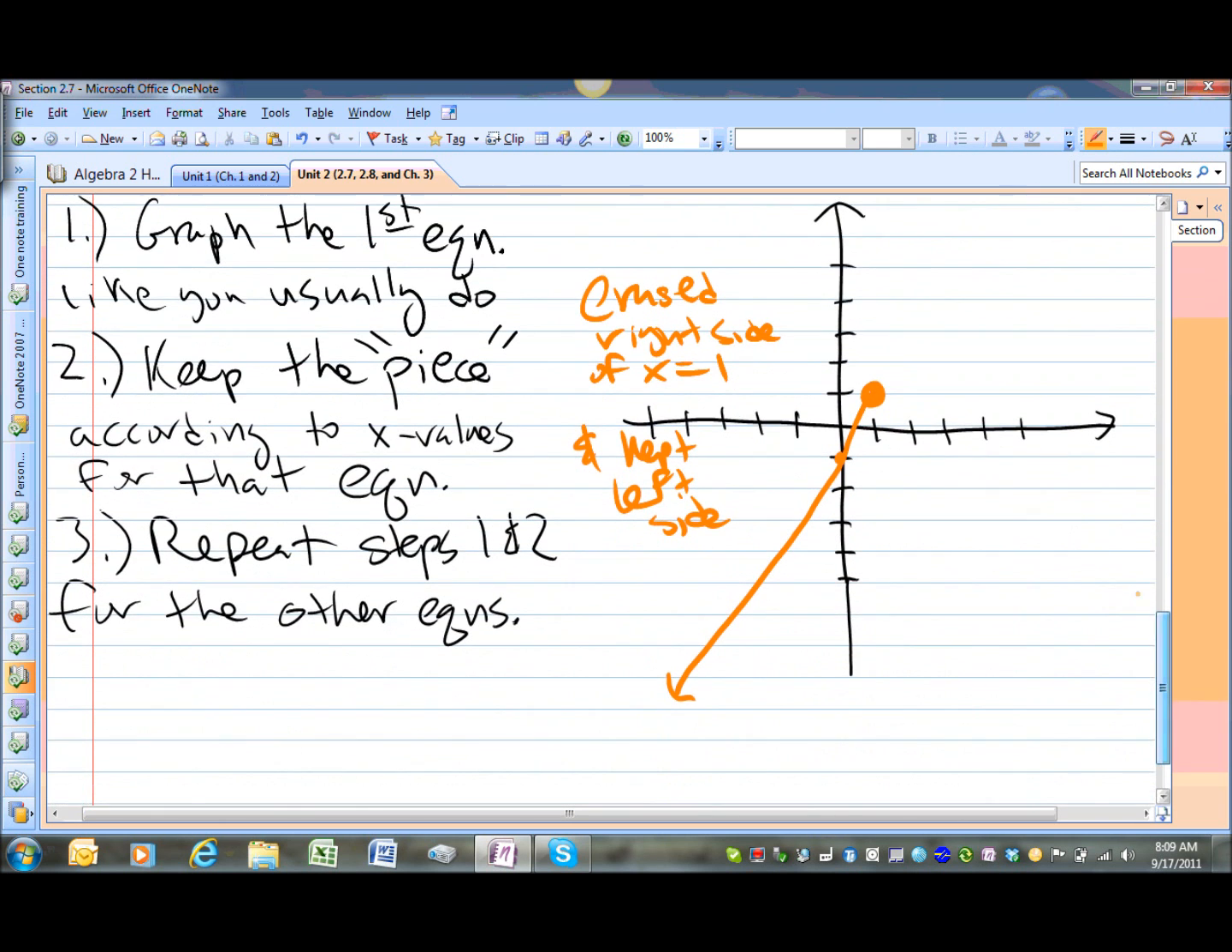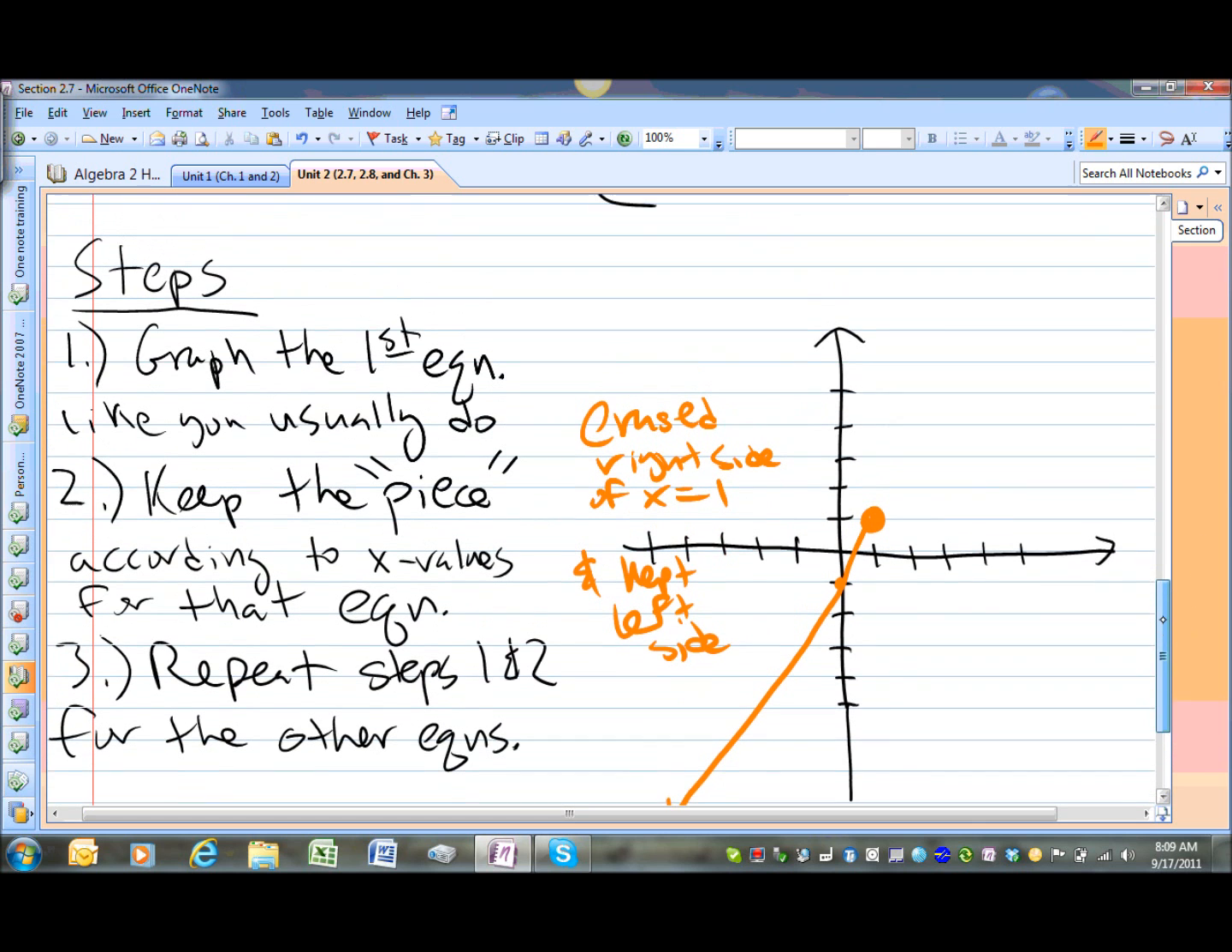And think about it, every single x value on the line you see right now, or actually it's more of a ray, you're from geometry, has x values that are less than or equal to 1. So that's why it's called piecewise. I only kept a piece of the first part. Let's repeat for the next one.